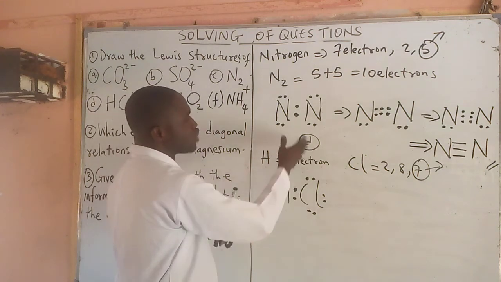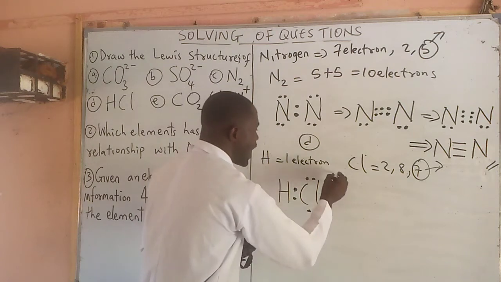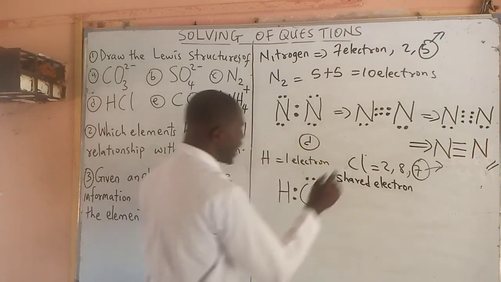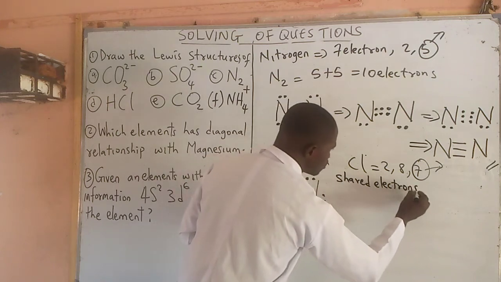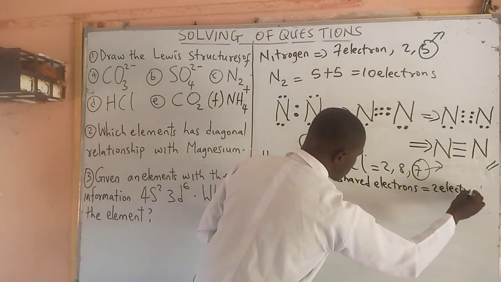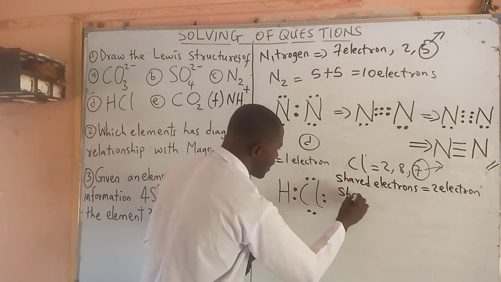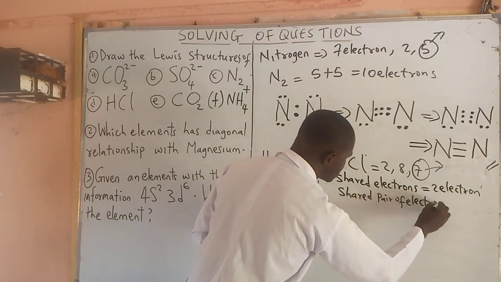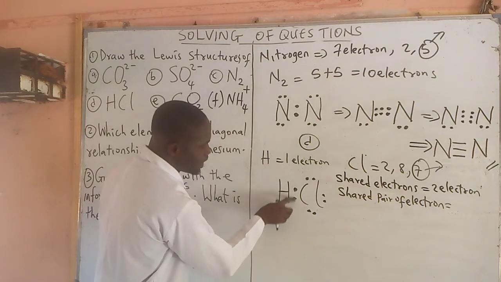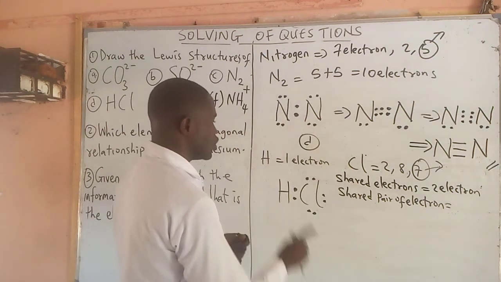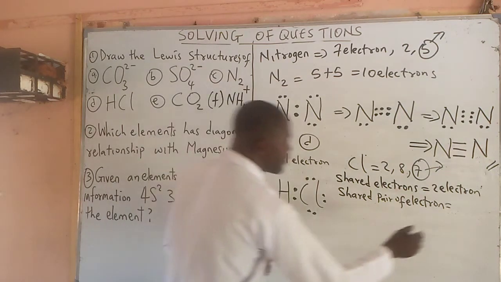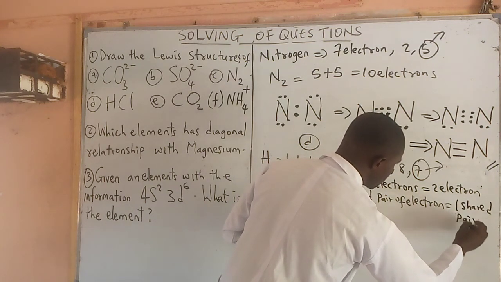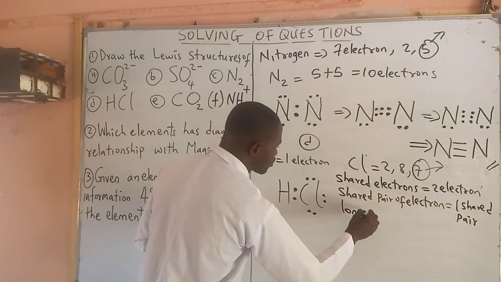A question can be asked on this. After drawing this, they can ask you how many shared electrons. Shared electrons means which ones do they share? You say 2 electrons. Or if they say how many shared pairs of electrons? Shared pair of electrons means how many do they share? 2. 2 electrons make up 1 pair. So these 2 electrons mean 1 shared pair of electrons.